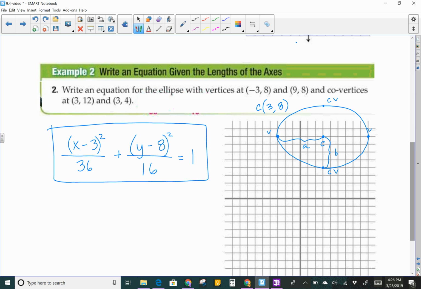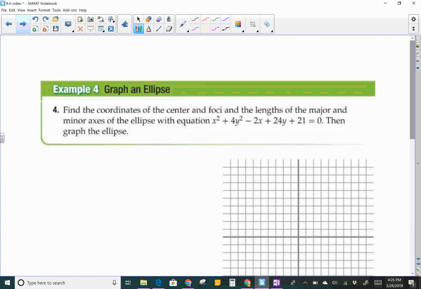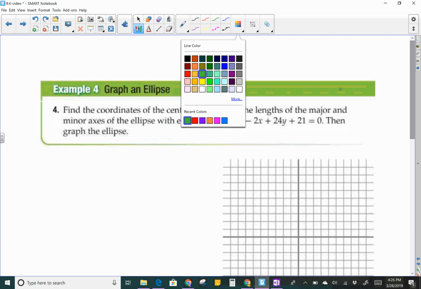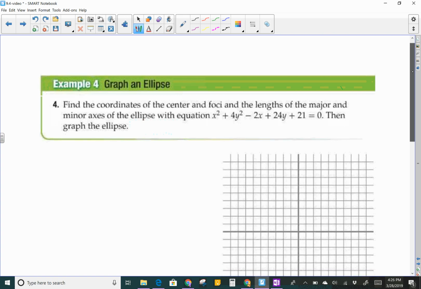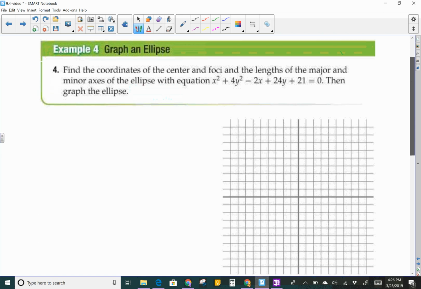Okay? All right. One more problem. Graph an ellipse. Find the coordinates of the center, foci, and lengths of the major and minor axes of the ellipse with the equation of such. All right, so this looks like what you might have to do on a lesson check. So I am going to have to complete the square with this. When I complete my square, I'm going to take this to the other side.